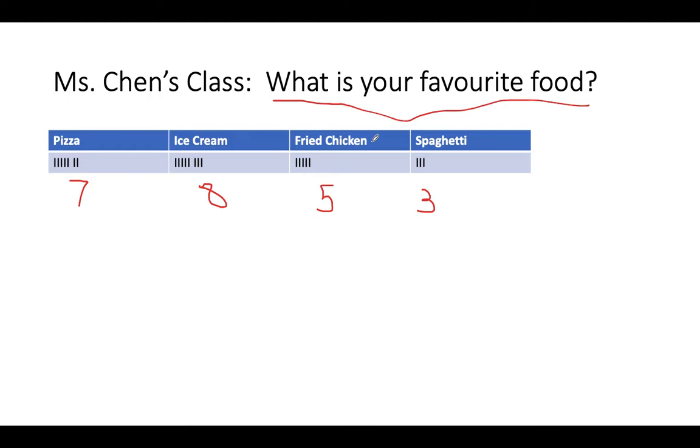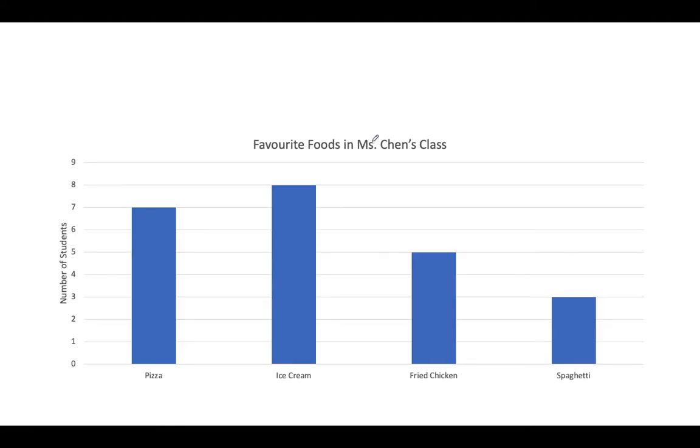Okay, so let's look at this. This is that same information we're talking about, as you can see from the title of this graph, the favorite foods in Miss Chen's class, but we have organized this in a bar graph. Okay, so this is an example of a vertical bar graph. A vertical bar graph is when the bars are going up and down. They're not going side to side. That would be a horizontal bar graph. Okay, so this is a vertical bar graph, and we can read this graph very easily.